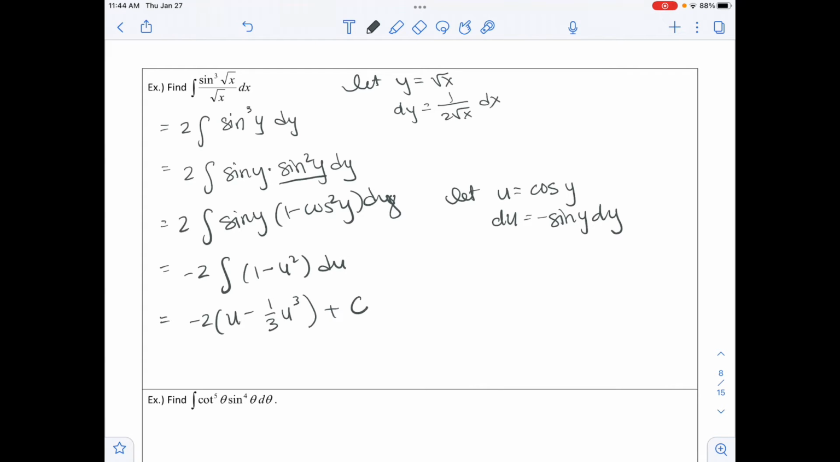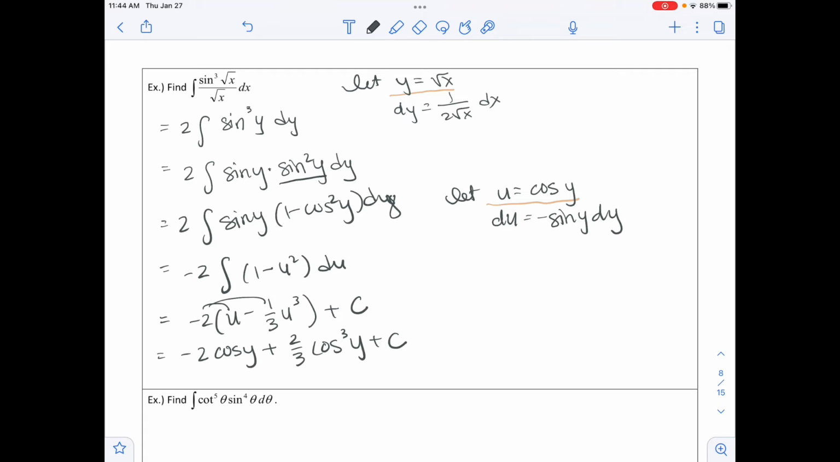I'm going to distribute my negative 2, and then I need to back sub in what u is. Remember, u is just cosine of y, and then we also need to substitute back in and say y is square root of x. So one thing at a time. I have negative 2, and I'm also going to distribute this. I have negative 2 cosine y plus 2/3 cosine cubed y plus c.